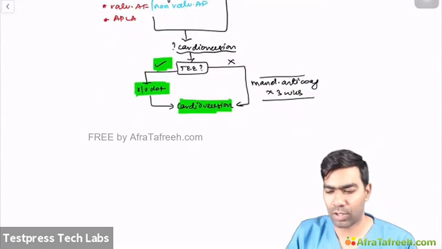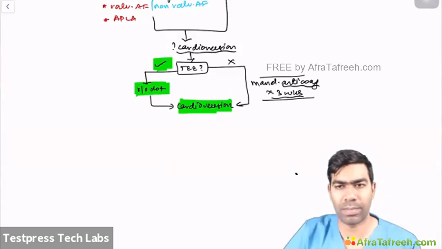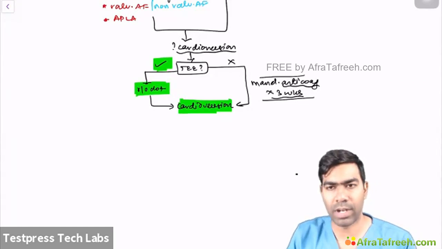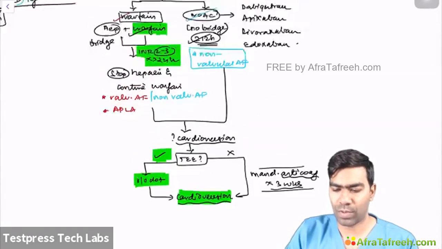So the idea is you're going to give mandatory anticoagulation. What we are thinking is, in a 3-week anticoagulation period, even if there was a clot, that clot would have melted by now in 3 weeks' time. So that's why we wait for 3 weeks, give anticoagulation, then you can go for cardioversion. So that is what we are going to discuss next.